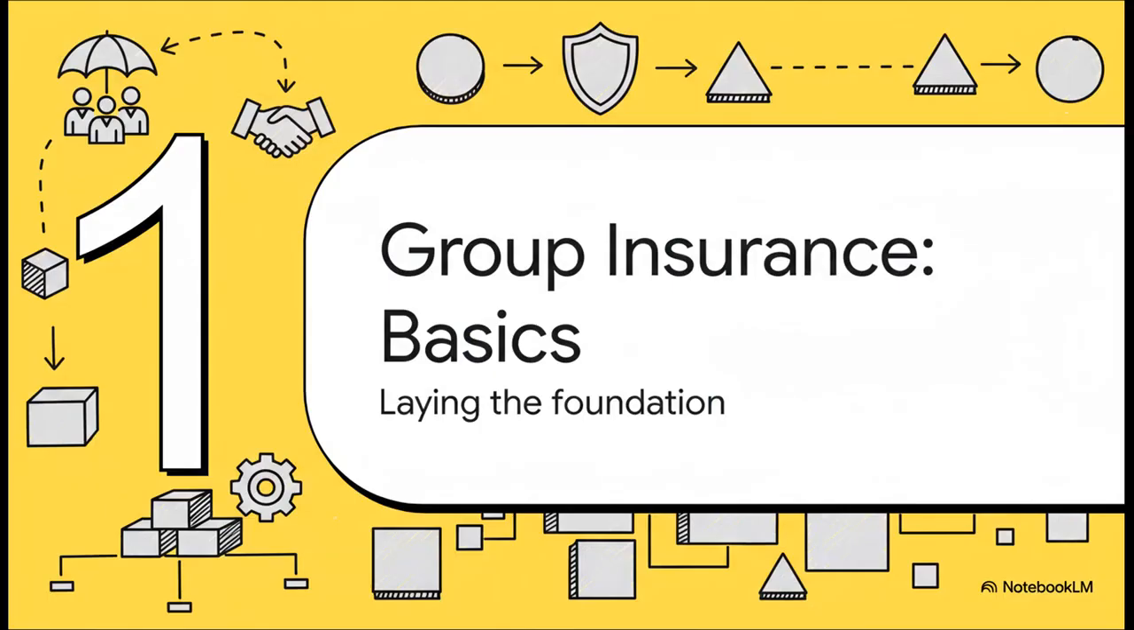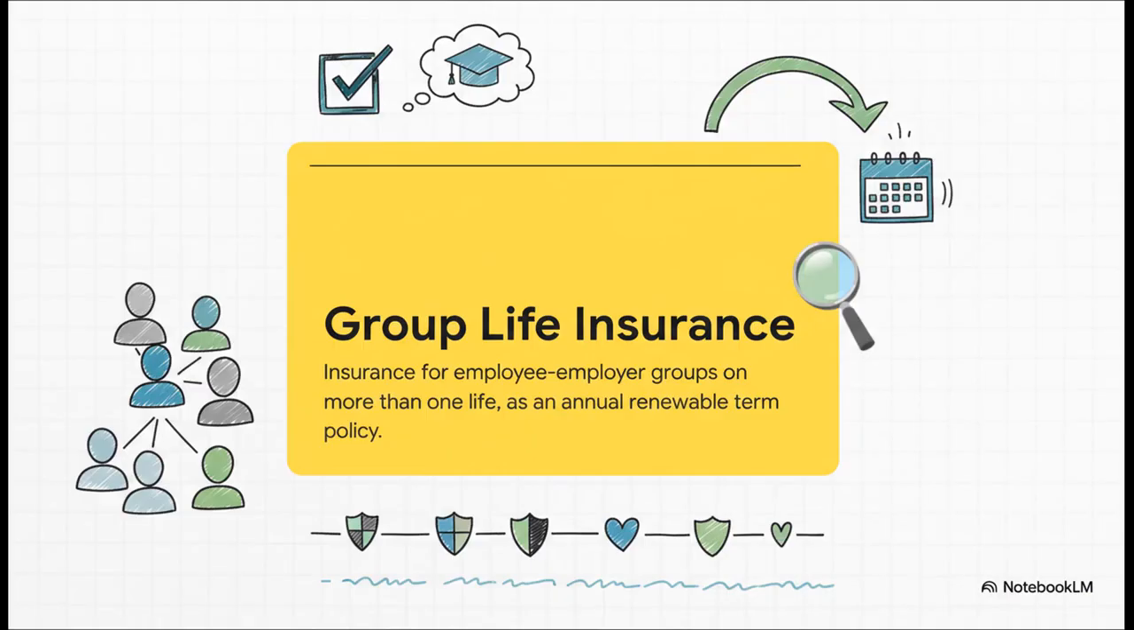Okay, first up, Section 1, the basics. Let's lay a solid foundation here. Seriously, if you get these core concepts down, all the other details are going to click right into place. So what exactly is group life insurance? Well, at its core, it's pretty simple. It's one single insurance policy that covers a whole bunch of people.